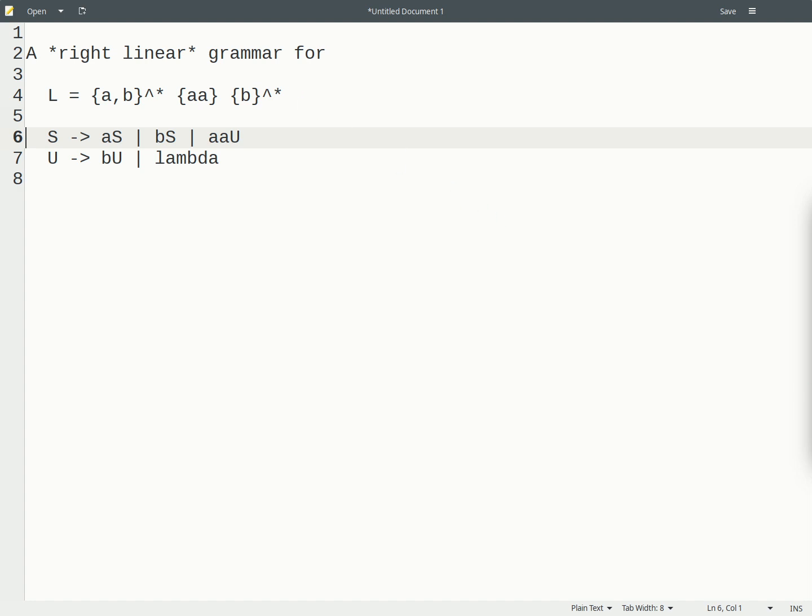So this grammar that we have here is indeed right linear. On the left-hand side we always have a single variable, and on the right-hand side we always have a terminal word followed by a single variable, or just a terminal word.